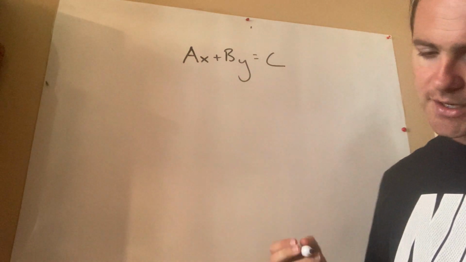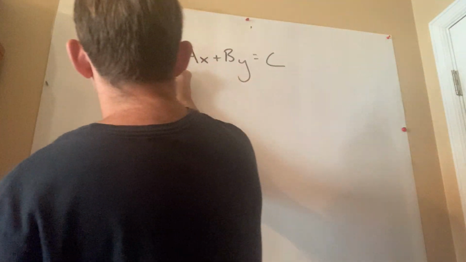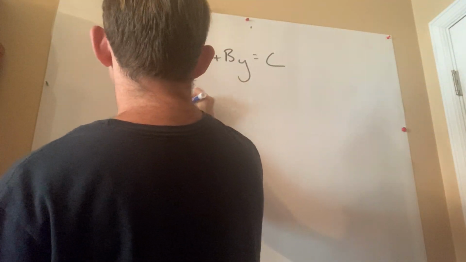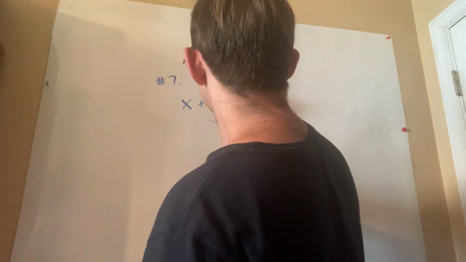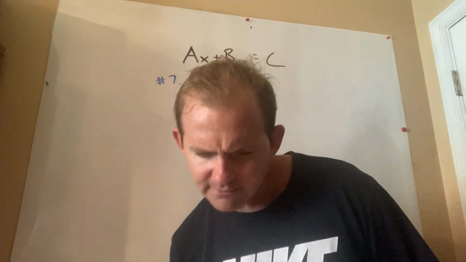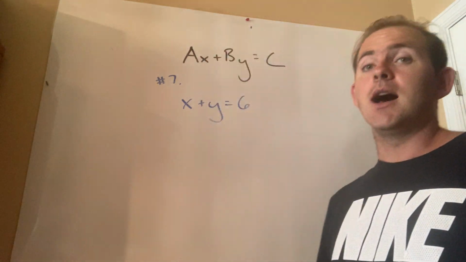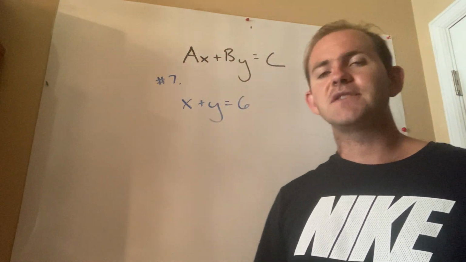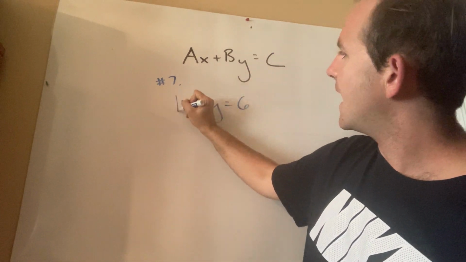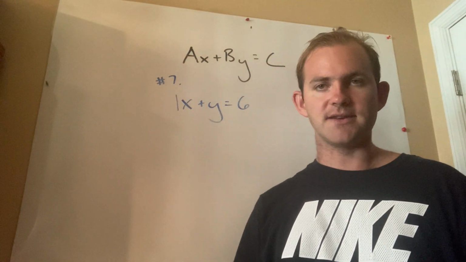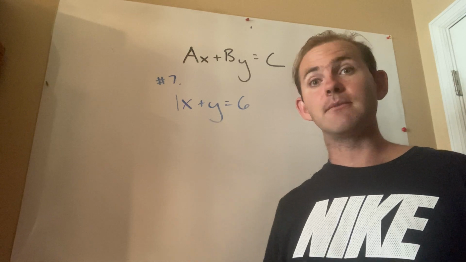Okay, let's start off with example number 7. Number 7 says this: x plus y equals 6. Now I'm going to make a suggestion here, and you can take it or you don't have to. A lot of times people get confused when there's no number in front of the x. Just remember, guys, that's actually a positive 1. Okay, and that's going to be helpful in a moment.